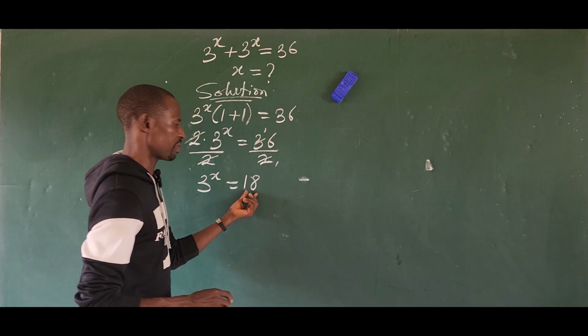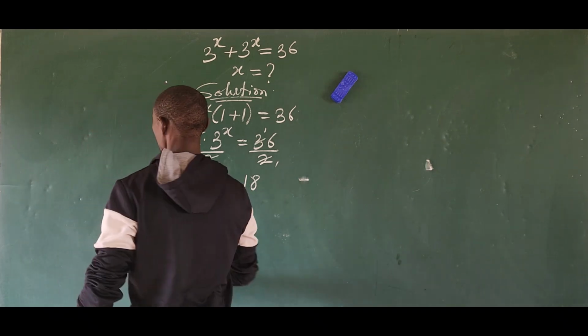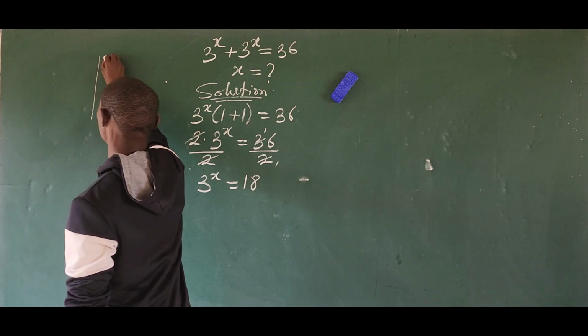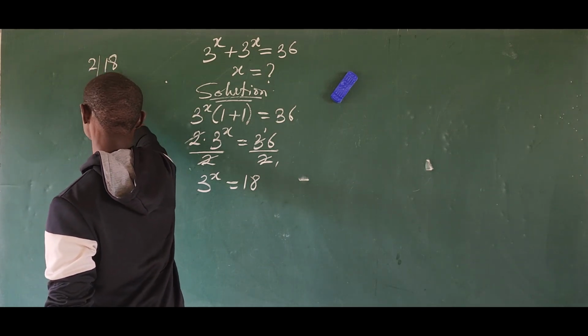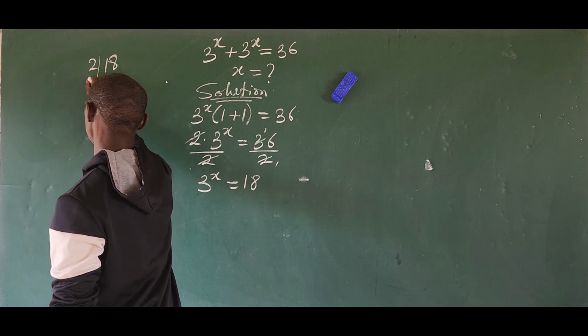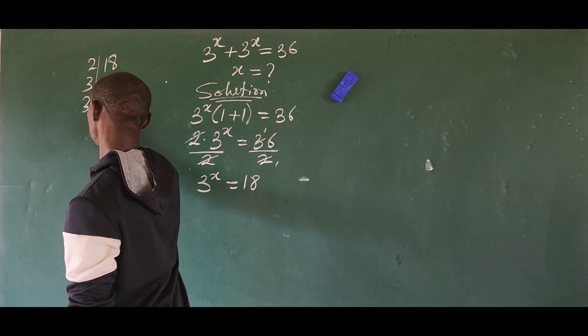Here, we cannot express this in base 3, but we can break this down. Let's check it out. Here we have our 18. What can go into 18 is 2. 2 into 18 will give us 9. What can go into 9 is just 3. 3 into 9 will give us 3, and 3 into 3 again will give us 1.